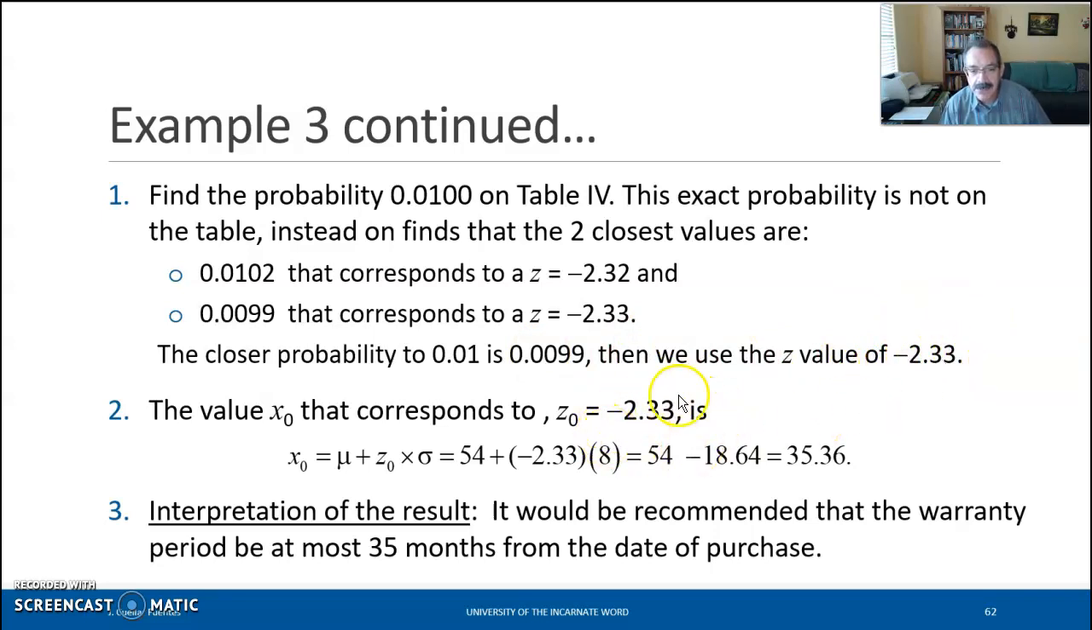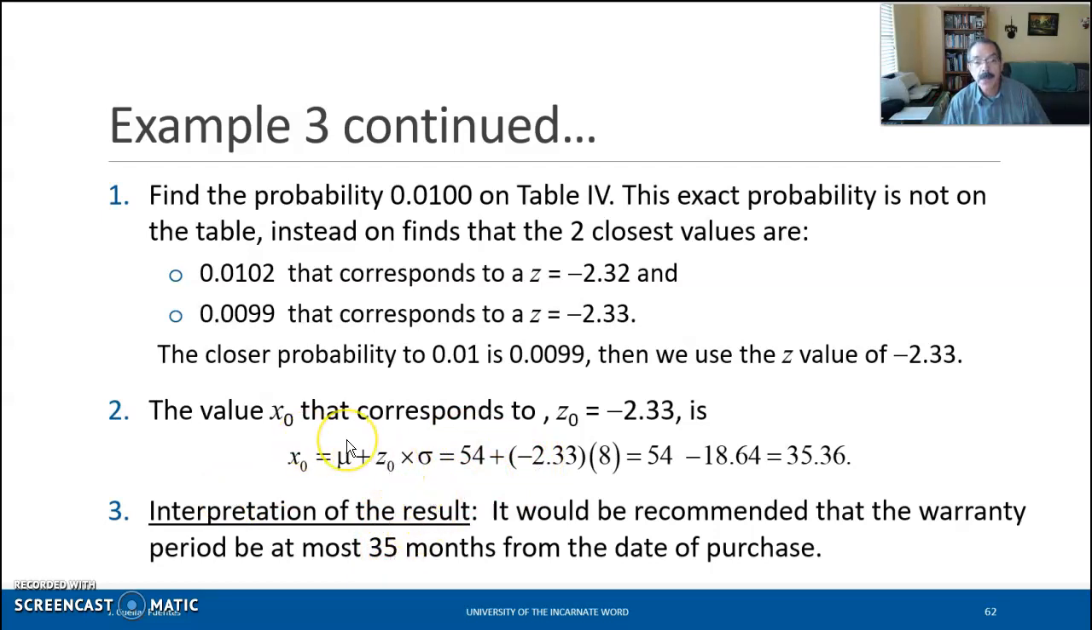Once you have that z-value, you plug it into this equation. So here's a mean of 54 months plus the z-value minus 2.33 times the standard deviation of 8 months. If you carry out this calculation, you find an x value of 35.36 months. Now that we have the x value, we need to interpret it. In this case, we'd say that the recommended time for the warranty should be at most 35 months from the date of purchase, which is pretty good. I mean, this is almost 3 years.